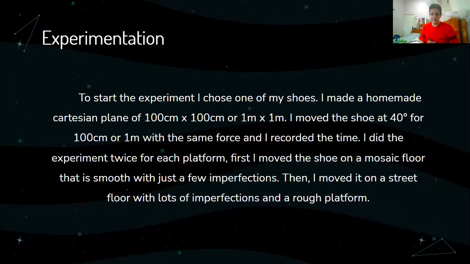So the experimentation. To start the experiment, I chose one of my shoes. I made a homemade Cartesian plane of 1 meter by 1 meter. I moved the shoe at 40 degrees for each 1 meter with the same force, and I recorded the time. So I moved the shoe at 40 degrees, 1 meter each try. I did the experiment twice for each platform.